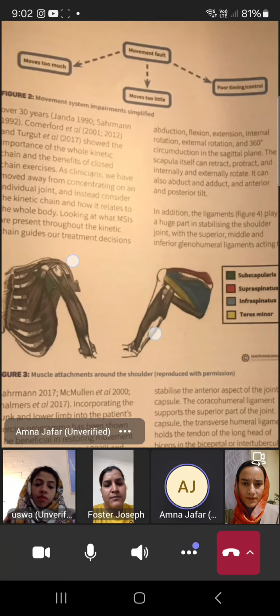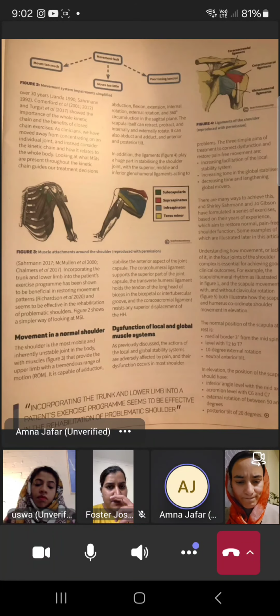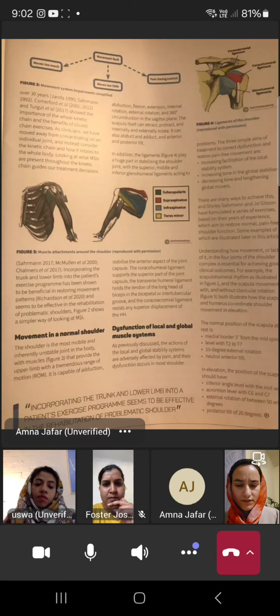The shoulder is the most mobile and inherently unstable joint in the body, with muscles that provide the upper limb with a tremendous range of motion. So, what are the movements it is capable of? It is capable of adduction, abduction, flexion, extension, internal rotation, external rotation, and 360-degree circumduction in the sagittal plane. The scapula itself can retract, protract, and internally, externally rotate. The other movements it does are abduction, adduction, and anterior posterior tilt.